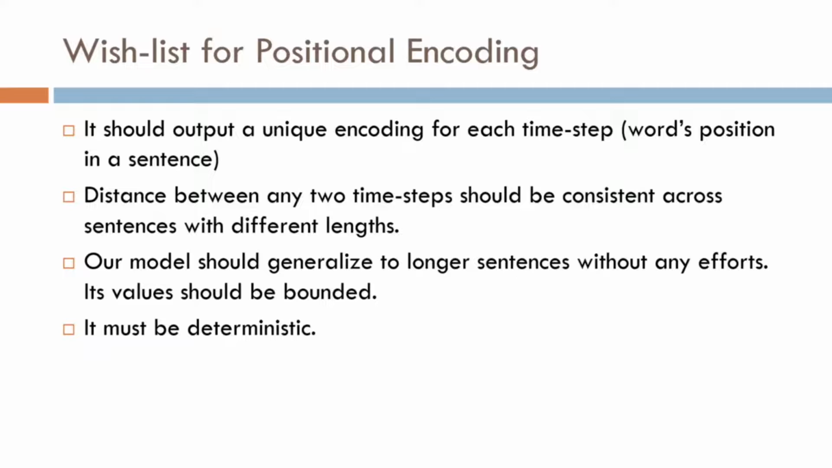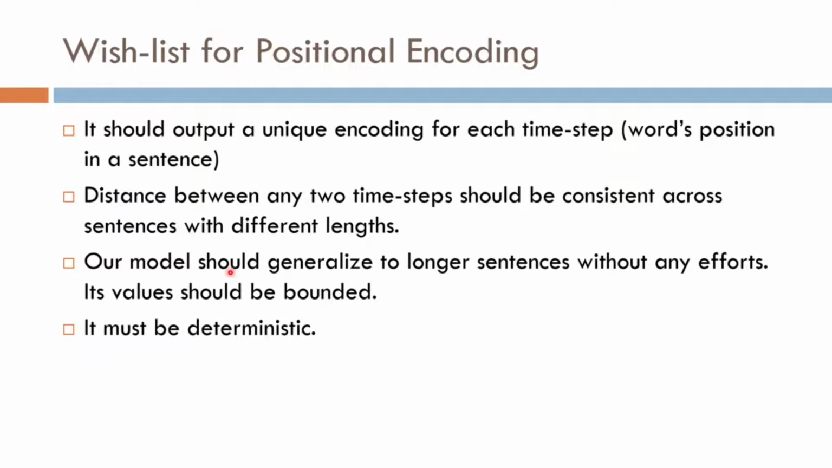So what is the wish list for positional encoding that we are trying to come up with? It should output a unique encoding for each time step, a word's position in a sentence, and the distance between any two time steps should be consistent across sentences of different lengths. This is very important. If I'm taking the difference between the 4th point and the 6th point, it should be the same as the difference between the 10th point and the 12th point.